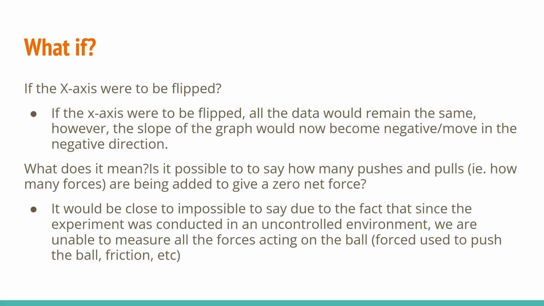And lastly, what if? If the x-axis were flipped, the data would stay the same, however your graph would now have a negative slope because it would be moving in the opposite direction. And then, what does this mean? Is it possible to measure how many forces were acting on the ball? It is not possible to measure the force acting on the ball because the lab was conducted in an uncontrolled environment, so it's almost impossible to measure everything acting on the ball, such as friction, how hard you push the ball, air resistance, etc.